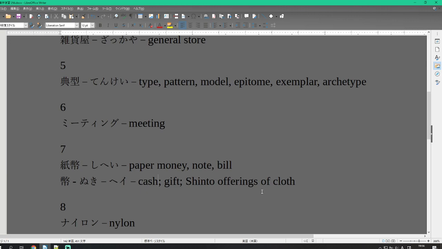Shihei is cash or an offering of cloth. Shihei no Hei. Shihei is cash or paper money. Literally, the paper cash. Shihei is paper cash.